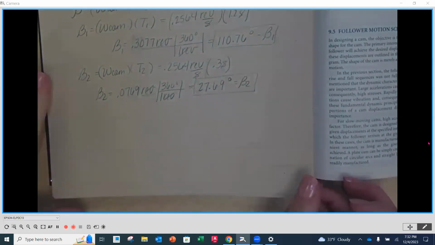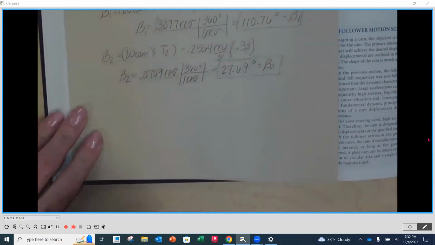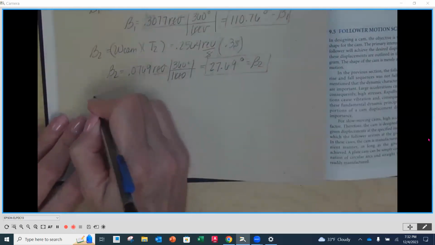Now let's go ahead and you can do beta 3, beta 4, and beta 5. And just make sure that you end up with the correct values.